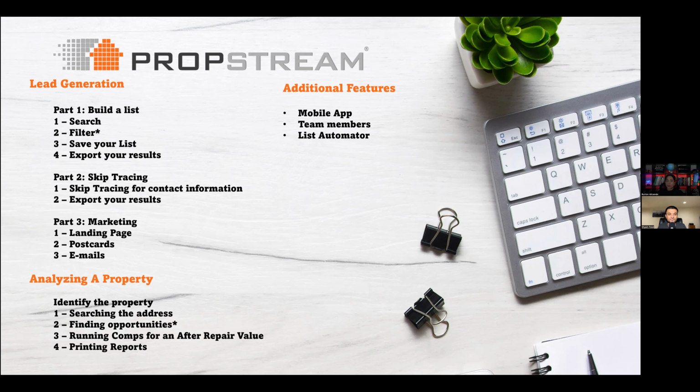So again, there's no minimum or maximum. And by the way, if you don't get any results on that address, we're not going to charge you at all. So if you skip trace 2 properties, one comes back, one does not come back with any results, that's only 12 cents that we're going to charge you. Okay, so part 1 is build your list.